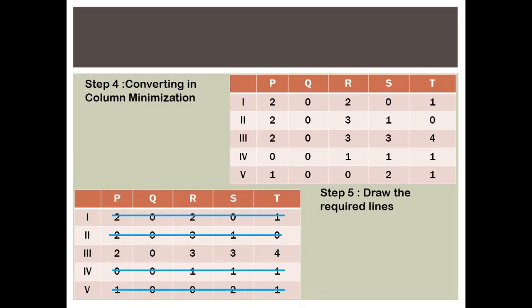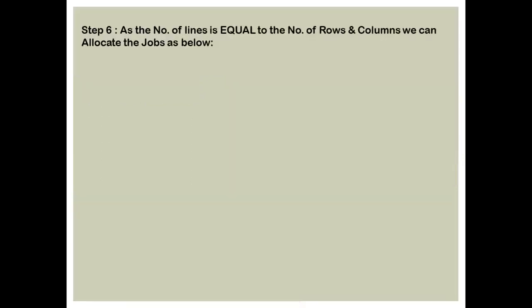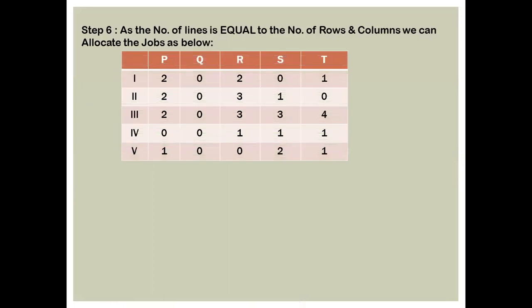Now you can check column wise. So there's left only 1 0. So you can draw a line like this. So number of lines are equal to the number of rows and columns. So we can start with allocation of the jobs.